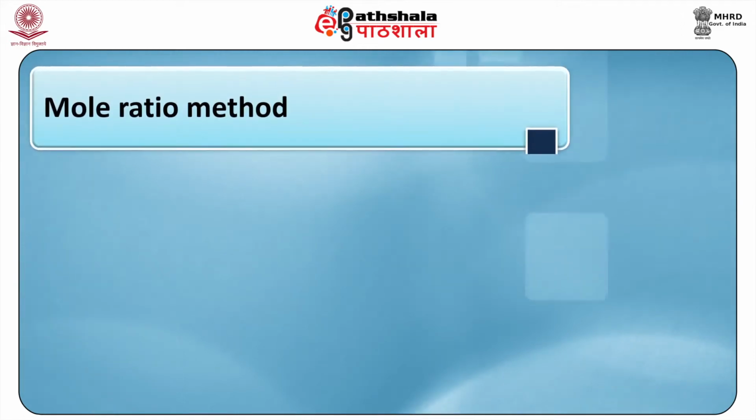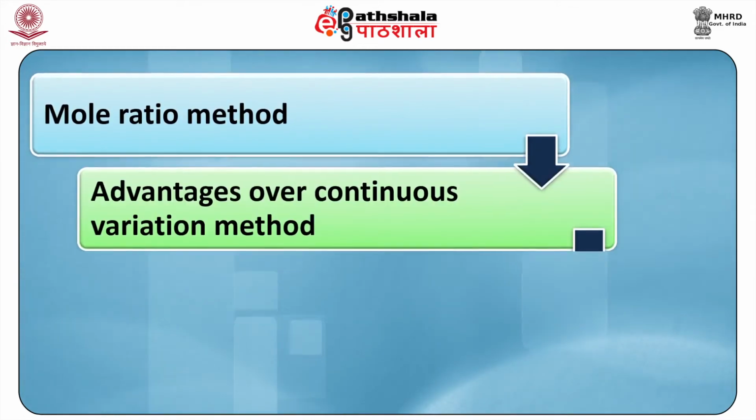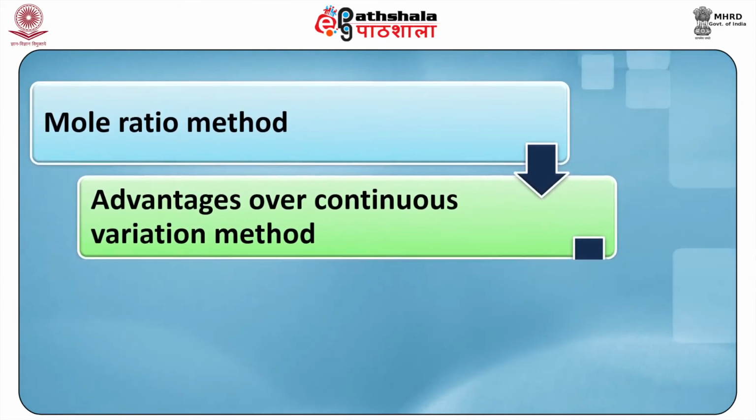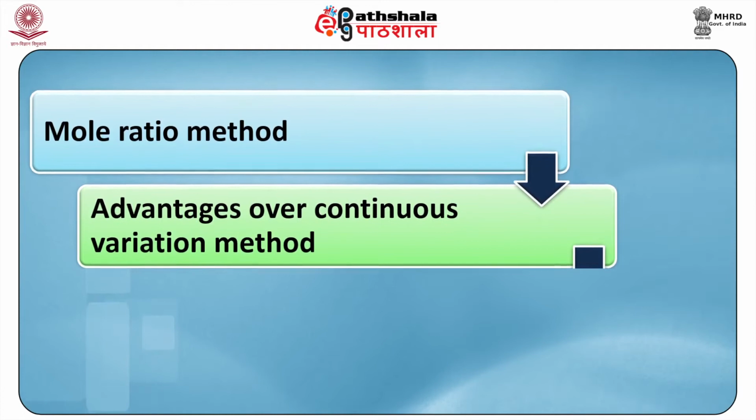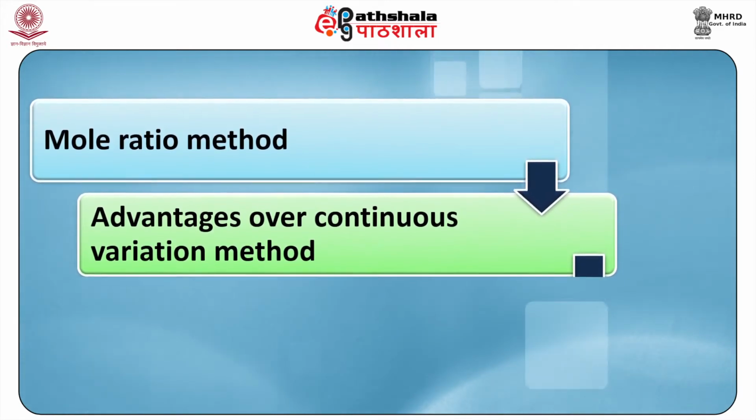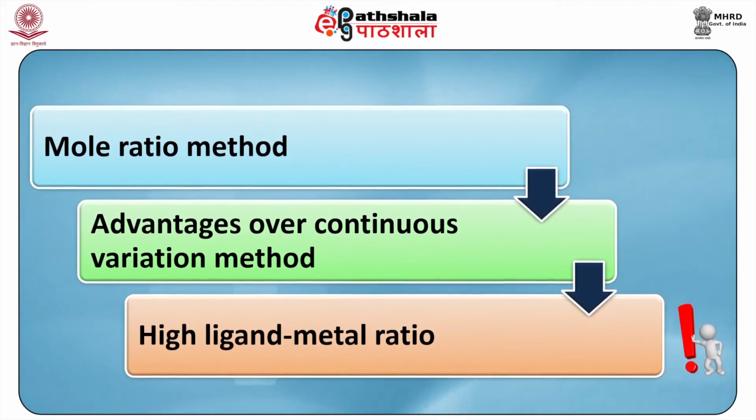It is noteworthy that the mole ratio method has a limitation where the reaction involves formation of more than one complex under analogous conditions. Notably, the mole ratio method presents distinct advantages over the continuous variation method for complex systems that entail a high ligand to metal ratio, for example, a ratio of ligand to metal of 5:1 or still higher.